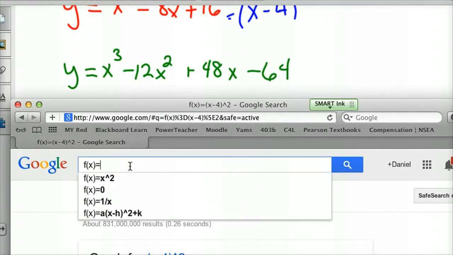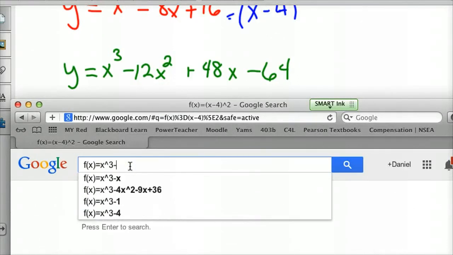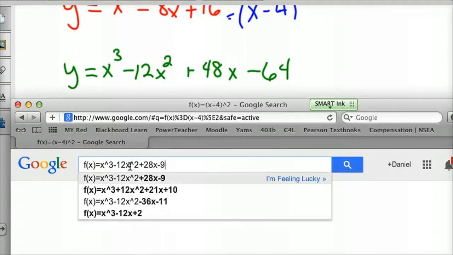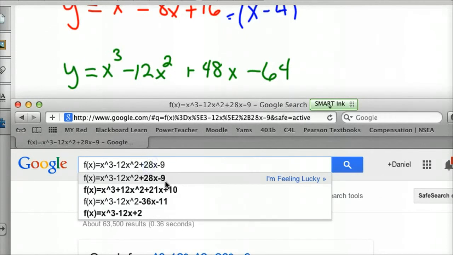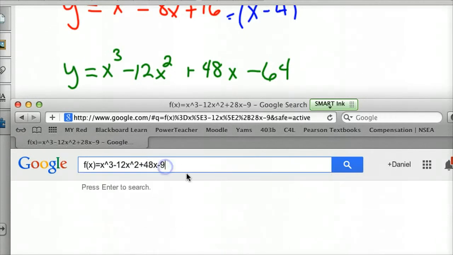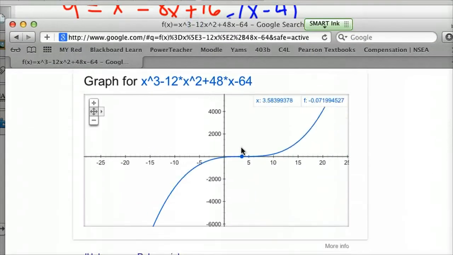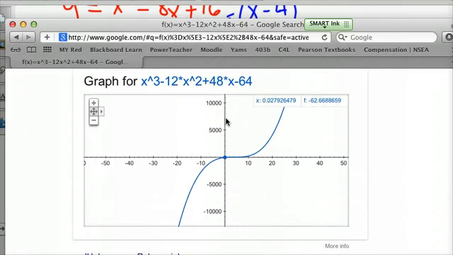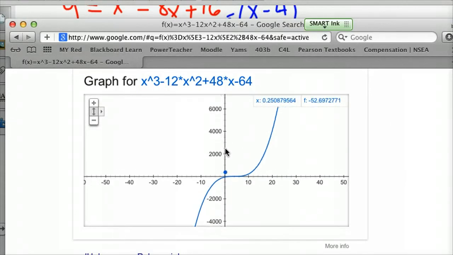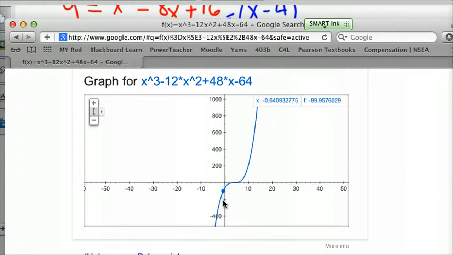So x cubed minus 12x squared. I'm just going to select this one and change it. So plus, it should be 48x minus 64. And graph that. And again, it gives us this really horrible horizontal axis, but we'll zoom in. There we go.